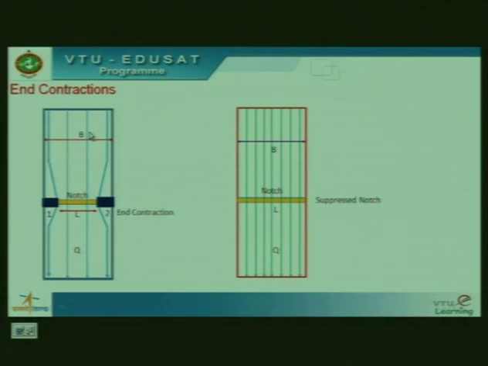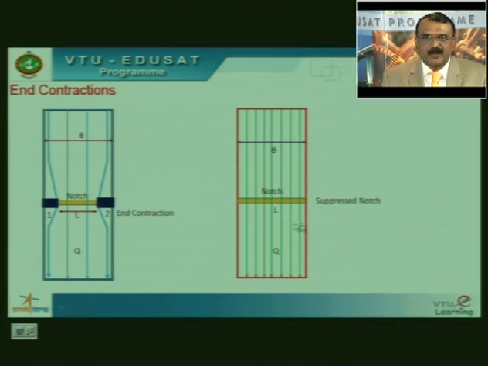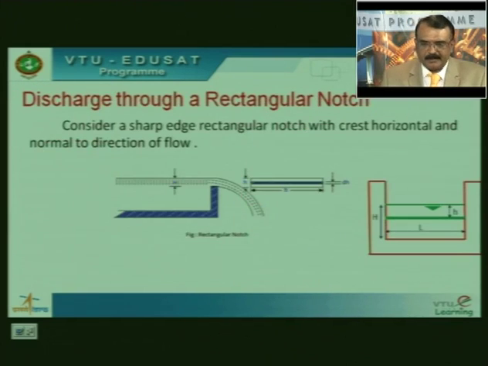So, if L is less than B, we have end contractions. If L is equal to B, we do not have end contractions. That type of notch is called a suppressed notch. With that basics, let us derive an equation for the discharge through a rectangular notch.